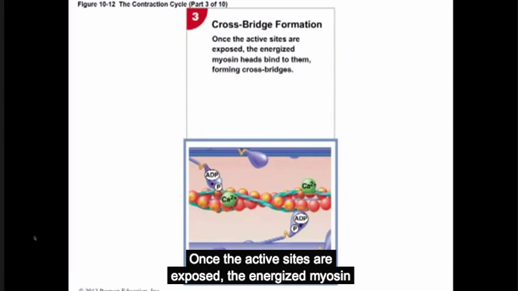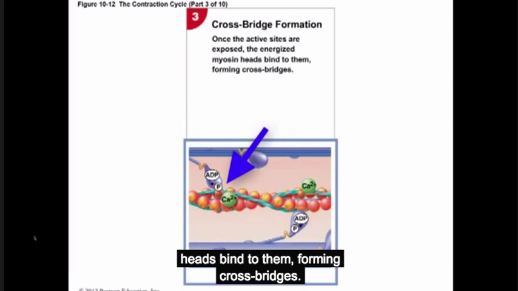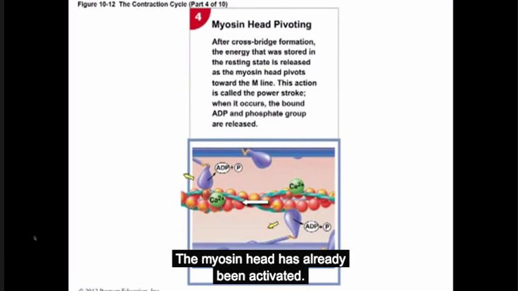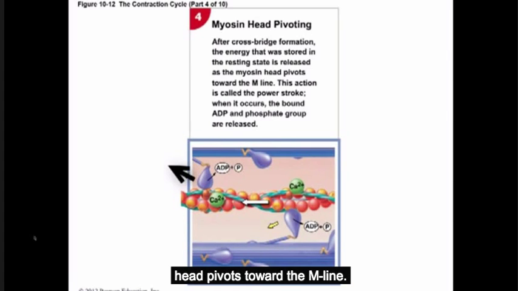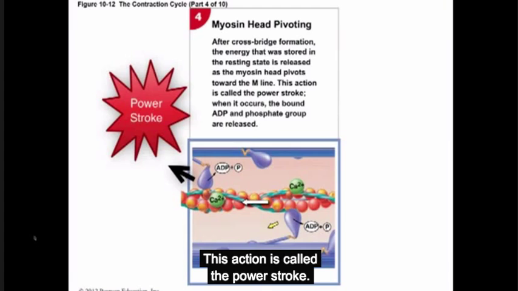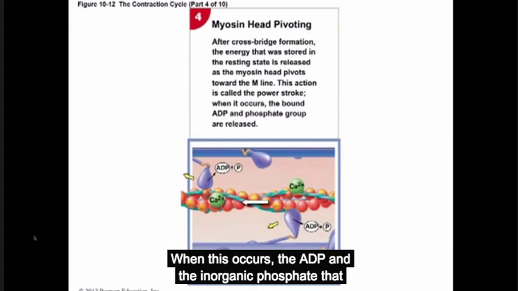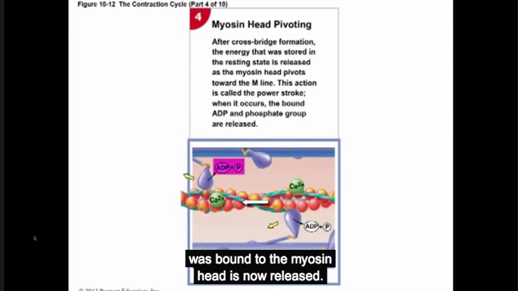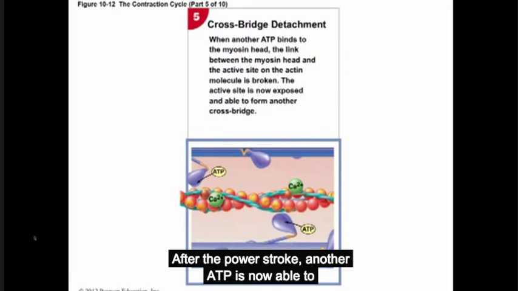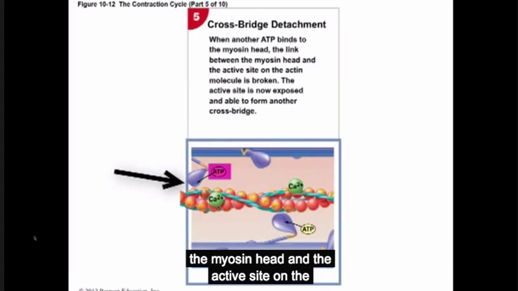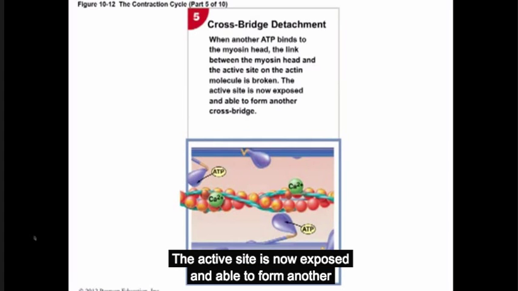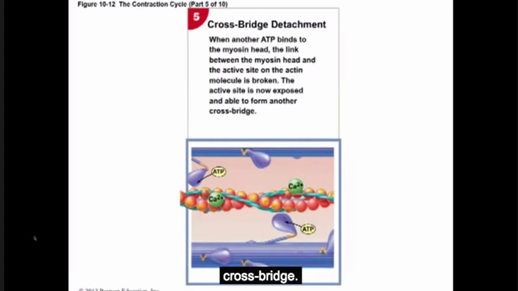Once the active sites are exposed, the energized myosin heads bind to them, forming cross bridges. The myosin head has already been activated, and when the myosin binds to the actin molecule, the myosin head pivots toward the M line. This action is called the power stroke. When this occurs, the ADP and the inorganic phosphate that was bound to the myosin head is now released. After the power stroke, another ATP is now able to bind to the myosin head. When this ATP binds to the myosin head, the link between the myosin head and the active site on the actin molecule is broken. The active site is now exposed and able to form another cross bridge.